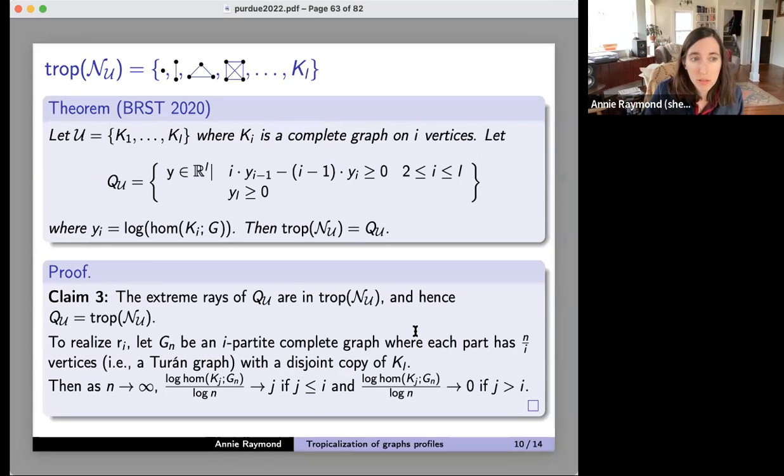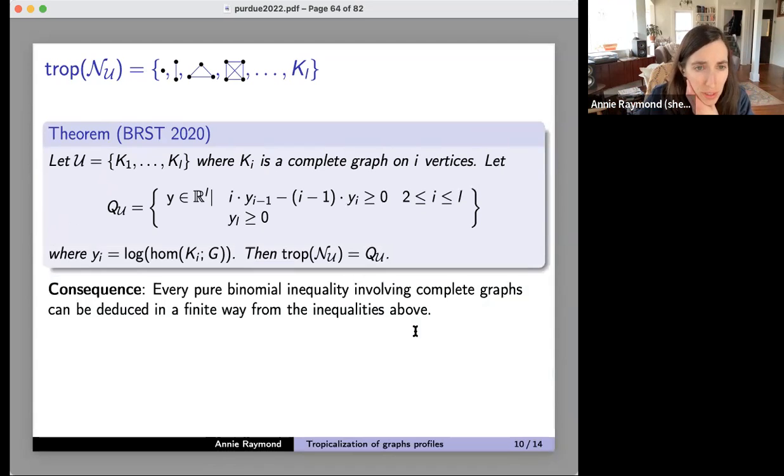And so Q is equal to the tropicalization. This is the general form: you show that your cone sits within the tropicalization and your tropicalization sits within your cone. Then you're done. But the nice thing that we know from this is that every pure binomial inequality that involves complete graphs can be deduced in a finite way from the inequality that we have above.